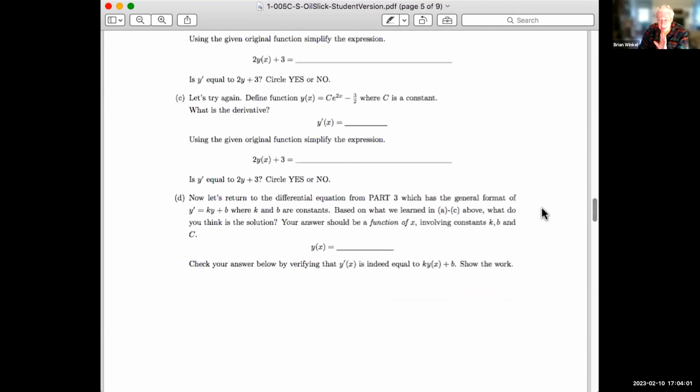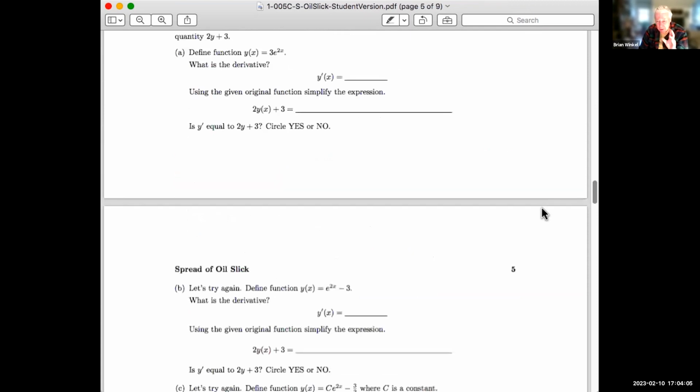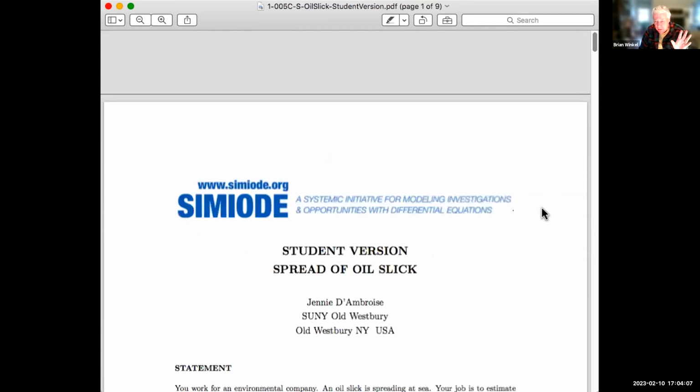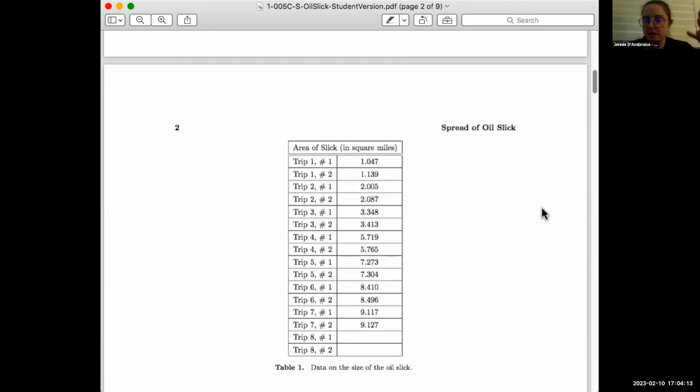Jennie, can you just back up and tell us in this scenario what's given and what they're trying to do? Sure. So in this one, the oil slick scenario, basically the area of the oil slick is given to you. The very first step is to just calculate the derivative, and then we'll get a differential equation for that oil slick, and then we'll go from there.